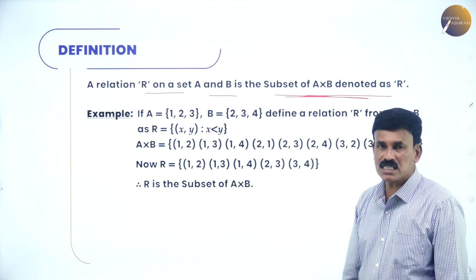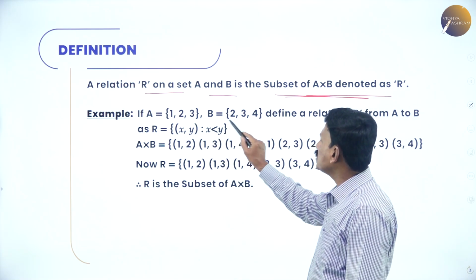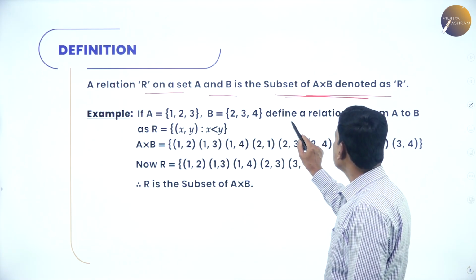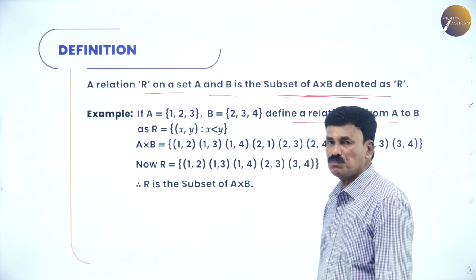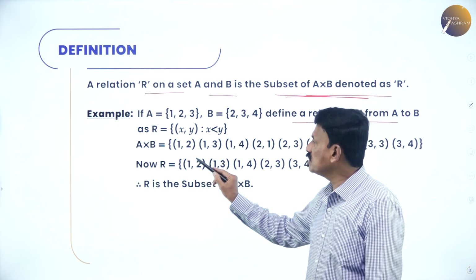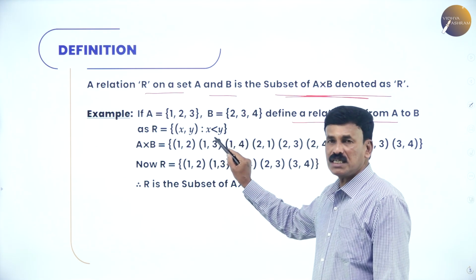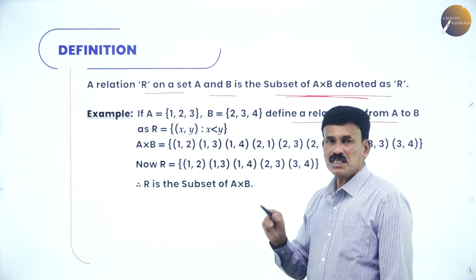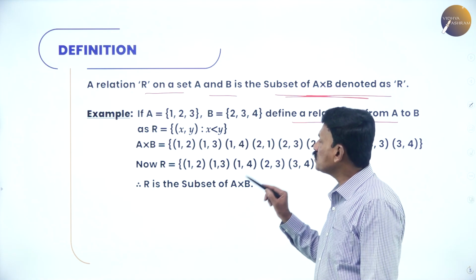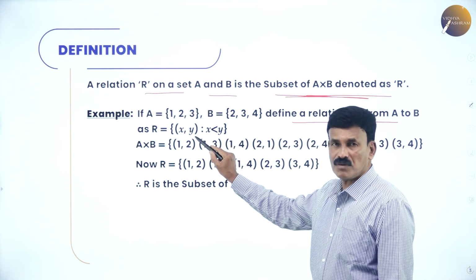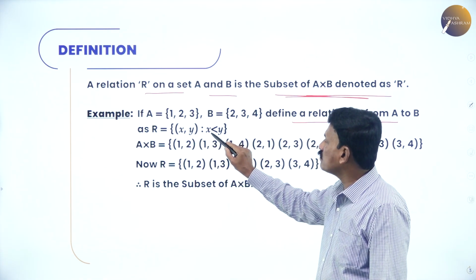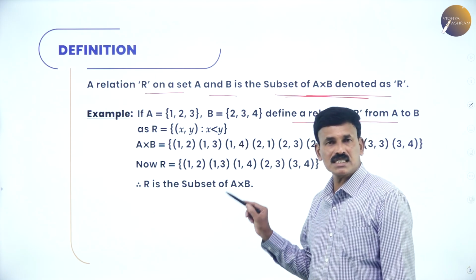Now let us take an example. If A is equal to {1, 2, 3}, B is equal to {2, 3, 4}, define a relation R from A to B as, what is the condition given? (x, y) such that x is less than y. A relation R from A to B is defined as (x, y) such that x is less than y. That means the first number is less than the second number.